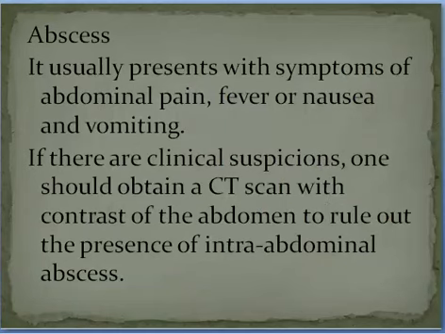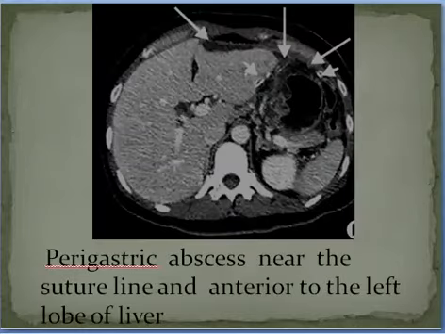Abscess formation usually, of course, presents with abdominal pain, fever, and vomiting. If there is clinical suspicion, you should go to CT scan. And this is an extensive abscess formation, and this is a gastric abscess at the suture line, anterior to the left lobe of the liver.